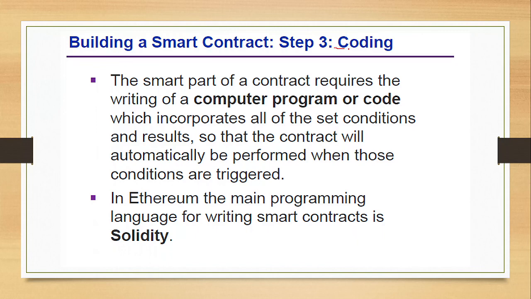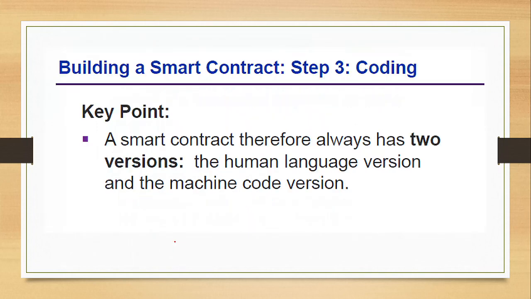So we move to coding of this particular smart contract. So here is where Ethereum comes in. So you have to create your smart contract using Ethereum, right? Ethereum, as you have said, uses the main programming language, which is Solidity. Solidity is a high-level language. It's very easy to use, or easy to program a language, right? So that is the third step. So the key point we need to understand when coding is that a smart contract will always have two versions, and I've already mentioned it.